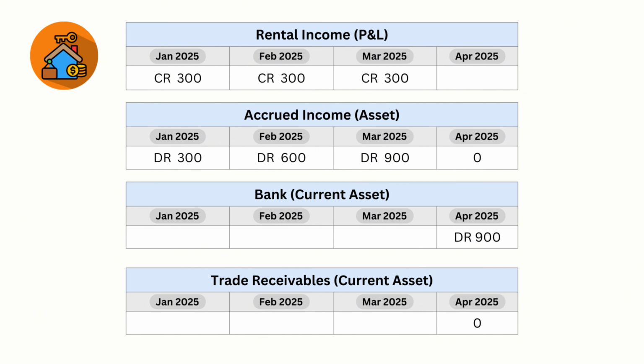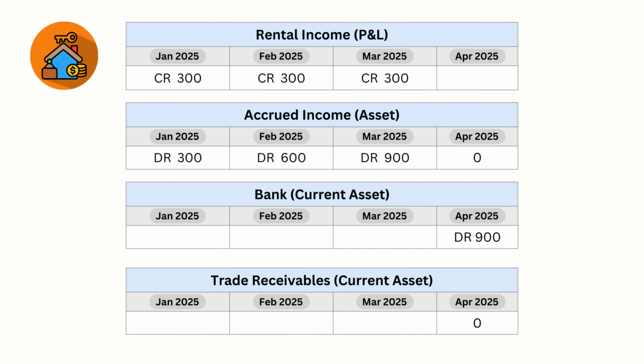Let's look at bank and trade receivables. In April, the invoice is issued and the cash is received. Accrued income is cleared, trade receivables are cleared, and bank increases by £900. The key thing to notice is that profit and loss does not change in April. April affects cash and balance sheet accounts, not income.